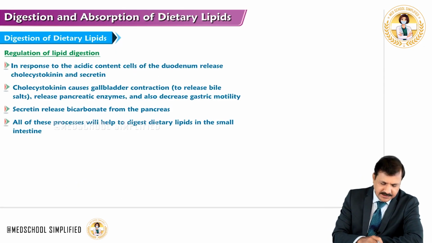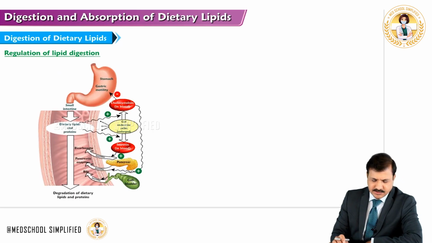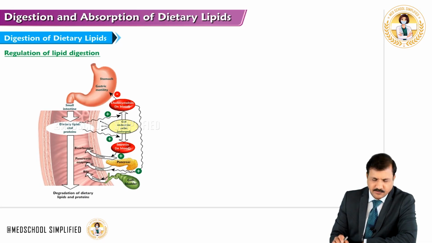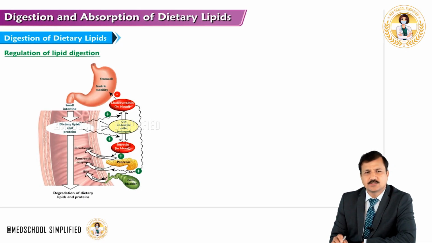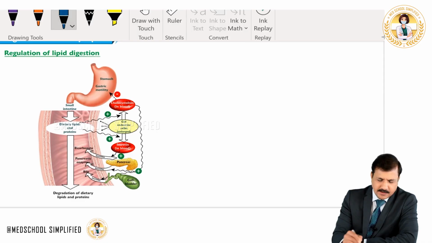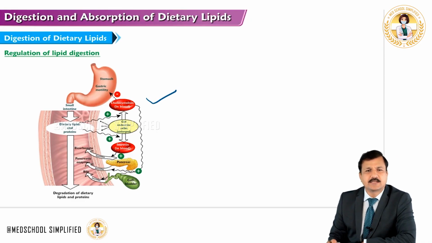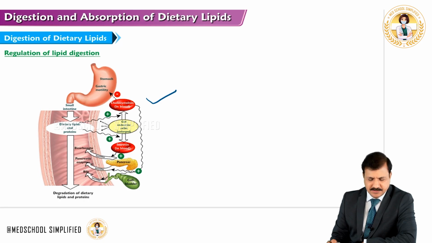Now coming to the regulation of lipid digestion process. So let's use this figure here to understand the regulation process. We have two hormones, cholecystokinin and secretin. The cholecystokinin is going to bring pancreatic enzymes, especially the exocrine pancreas releasing pancreatic digestive enzymes.